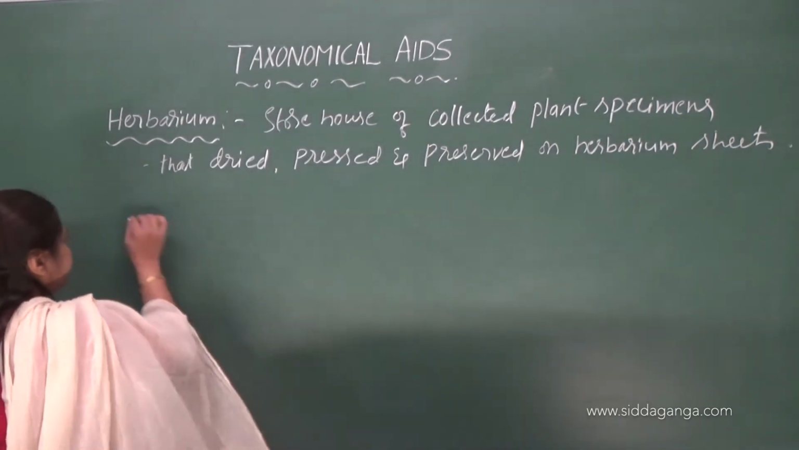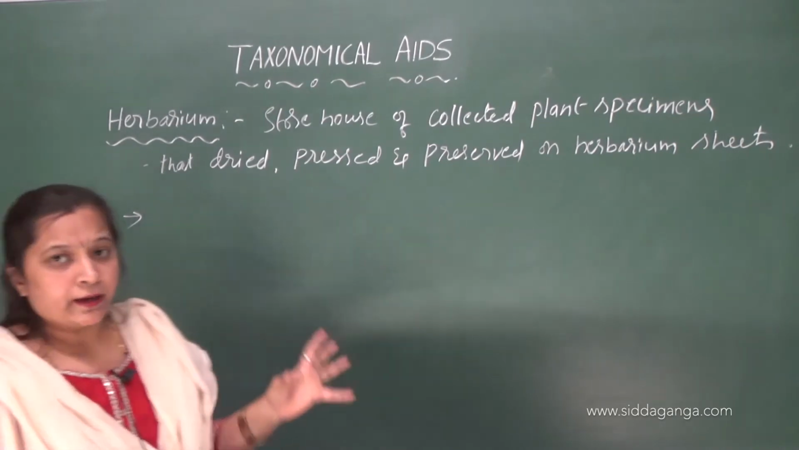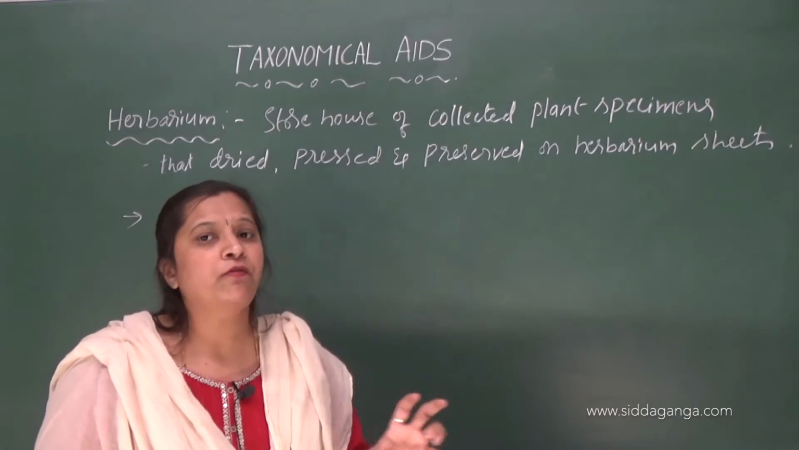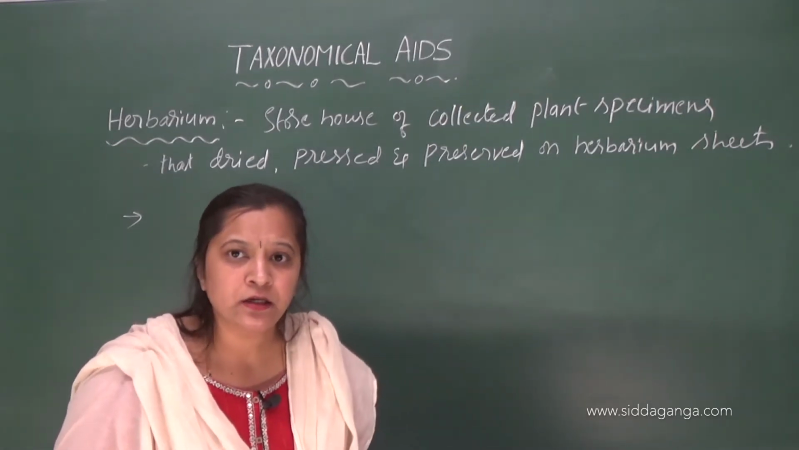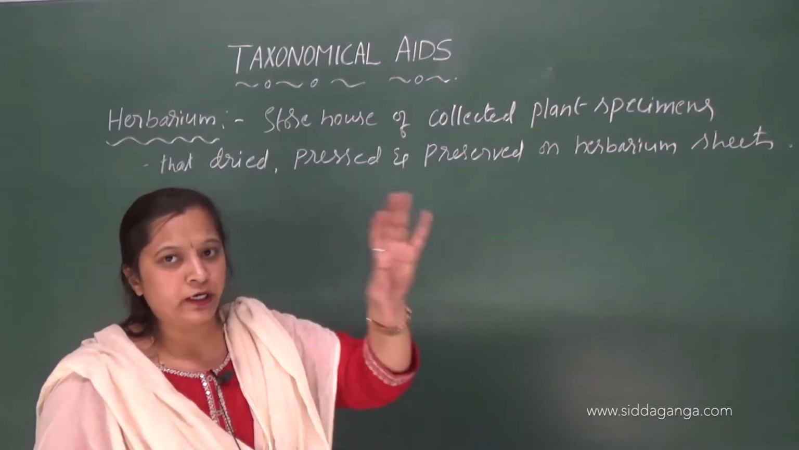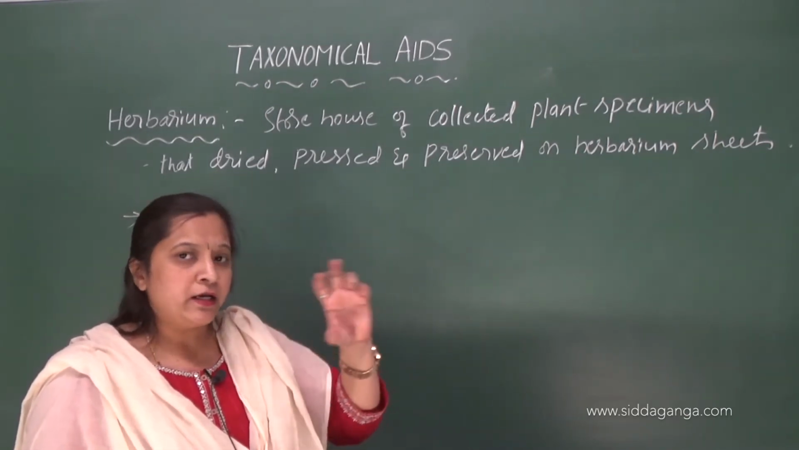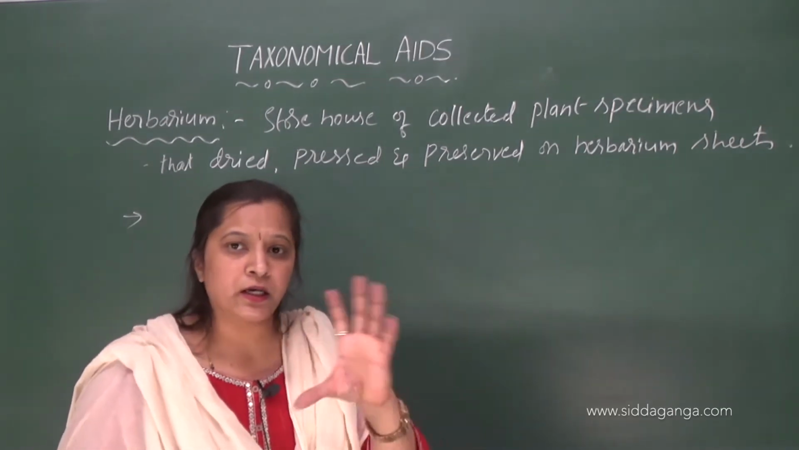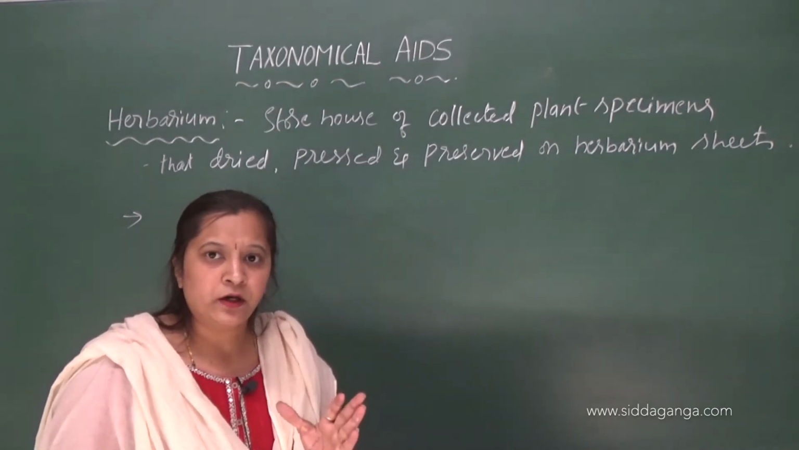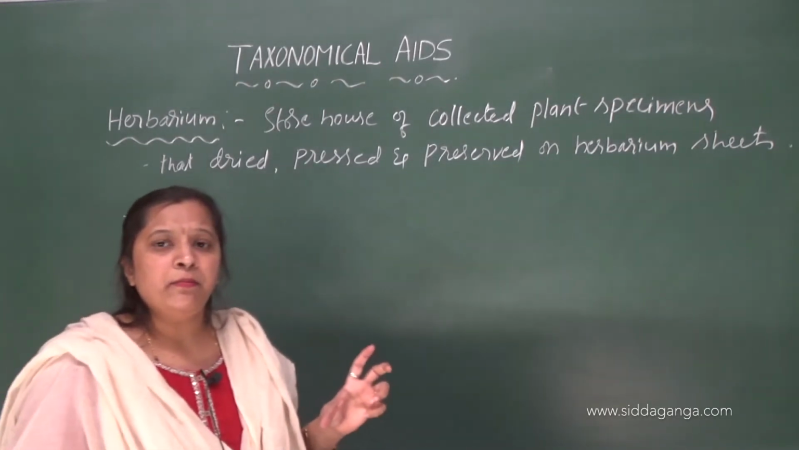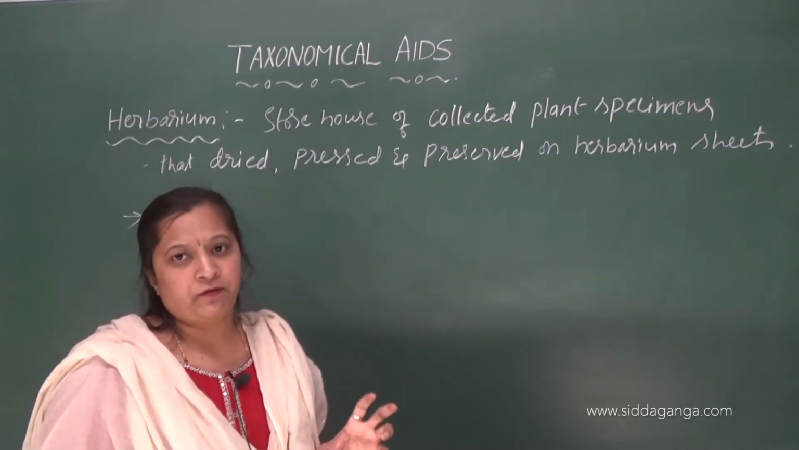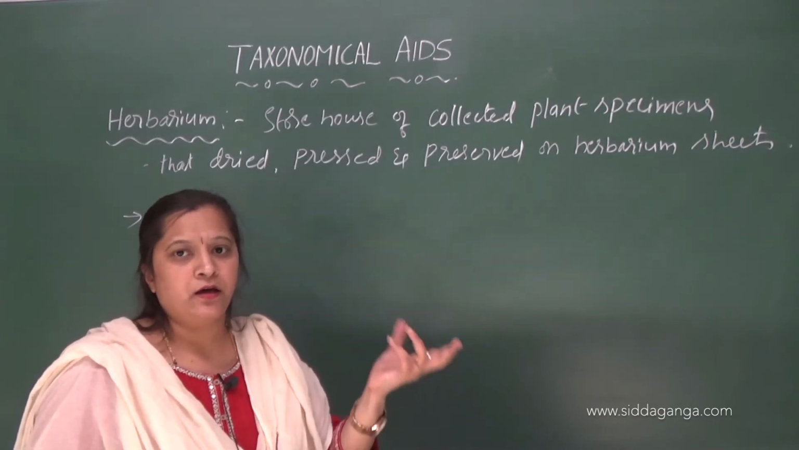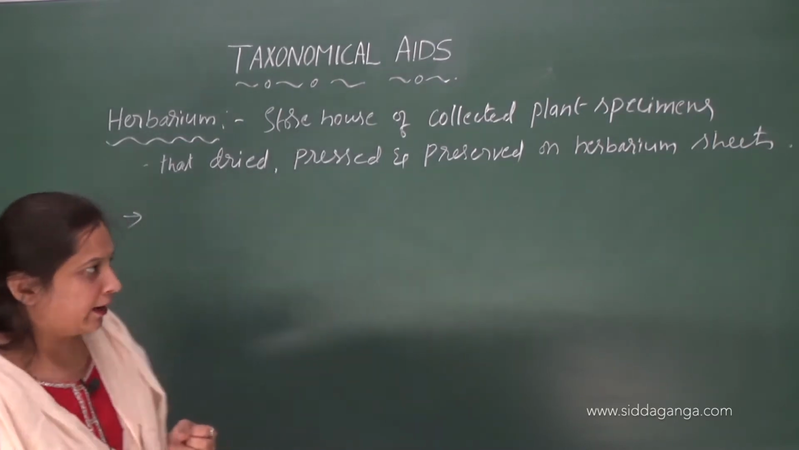For example, a herbarium is a place having a huge collection of different types of plant specimens, mounted on herbarium sheets, and the sheet also contains a detailed description of that particular plant specimen. So the herbarium provides a quick source of reference for taxonomical studies. One can get information regarding a particular plant easily from the herbarium.